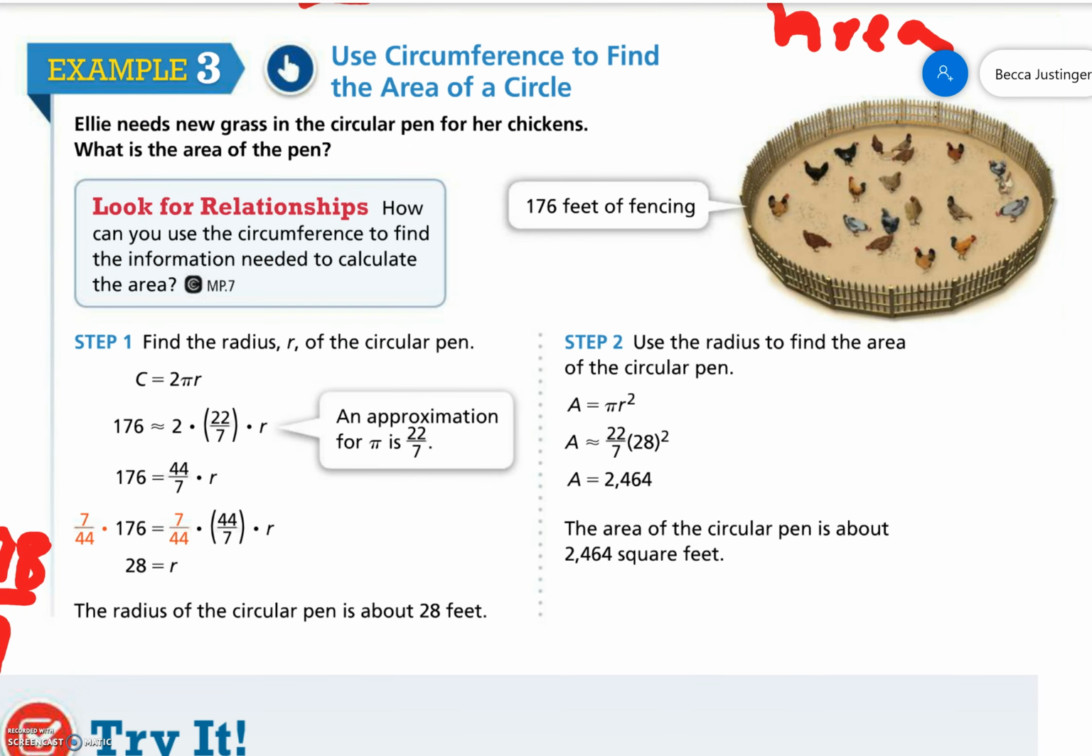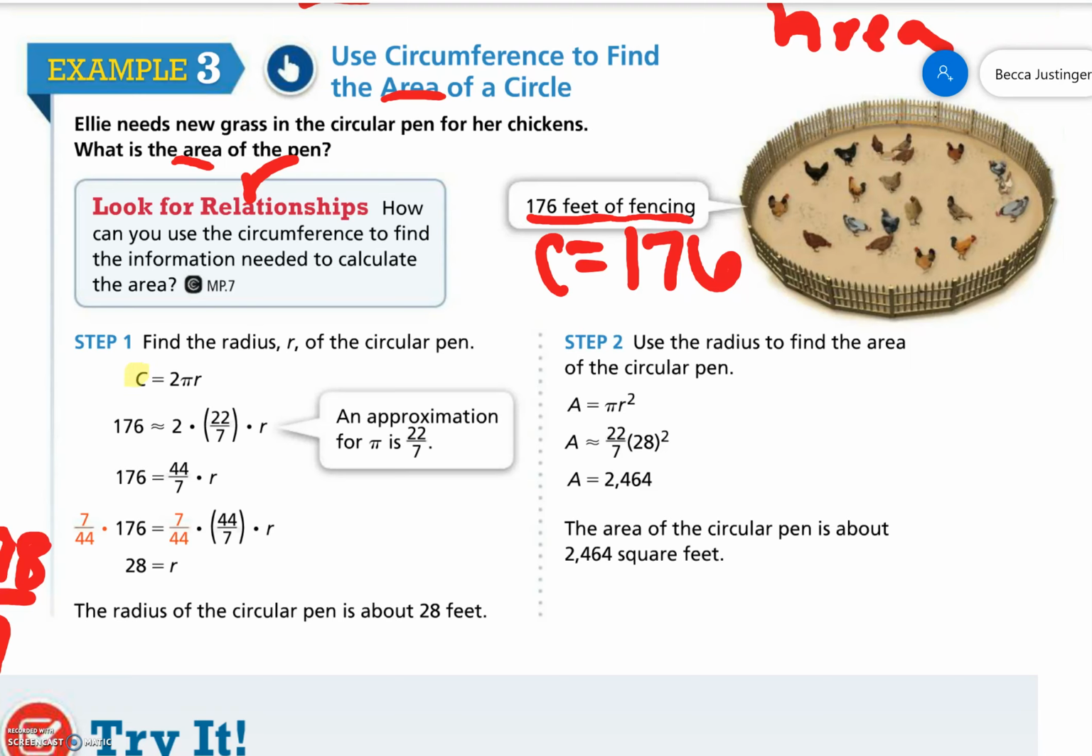Use circumference to find the area of a circle. Allie needs new grass in the circular pen for her chickens. What is the area of the pen? Well, if we have 176 feet of fencing, that means our circumference is 176. So in order to find the area, we need to know the radius, but we only know the circumference.